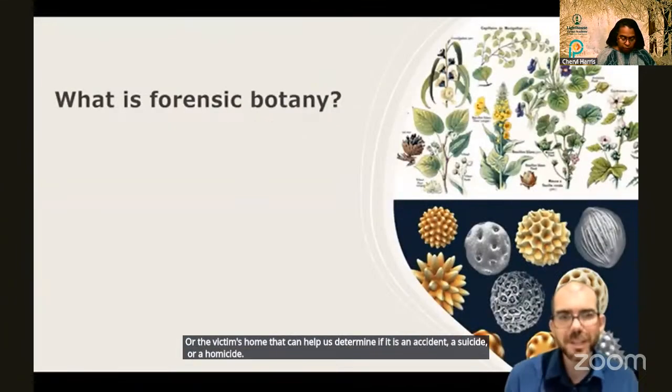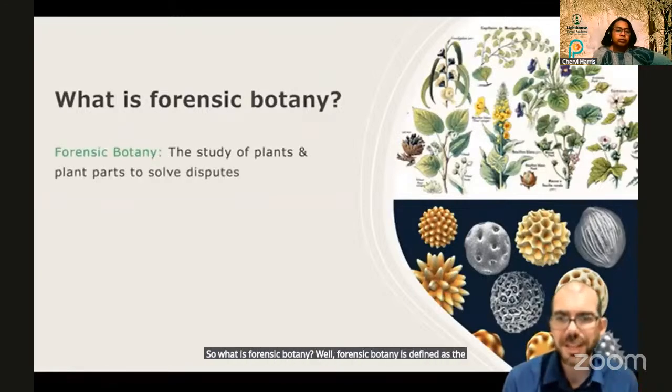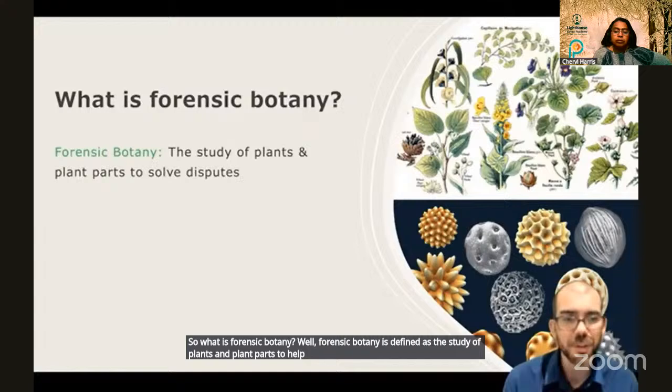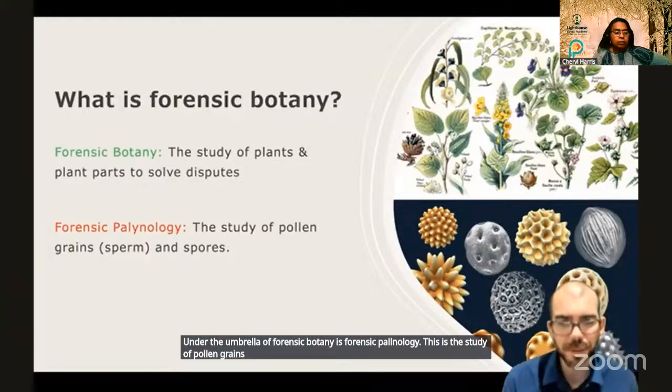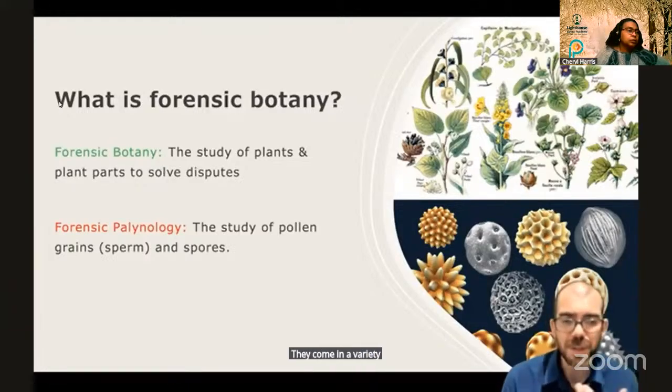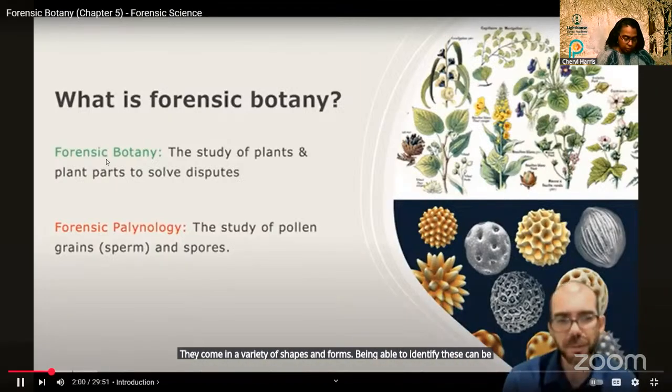So what is forensic botany? Well, forensic botany is defined as the study of plants and plant parts to help solve disputes, whether they be criminal or historical. Under the umbrella of forensic botany is forensic palynology. This is the study of pollen grains, which is the sperm of a plant, and spores. They come in a variety of shapes and forms. Being able to identify these can be very helpful in forensic investigations.